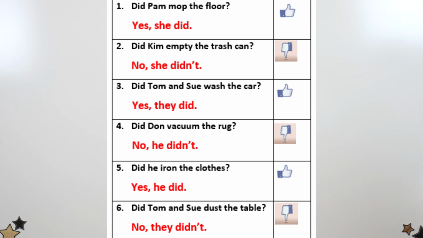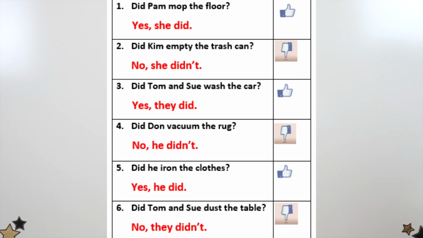Number 1, did Pam mop the floor? Answer, yes, she did. Number 2, did Kim empty the trash can? Answer, no, she didn't. Number 3, did Tom and Sue wash the car? Answer, yes, they did. Number 4, did Don vacuum the rug? Answer, no, he didn't.